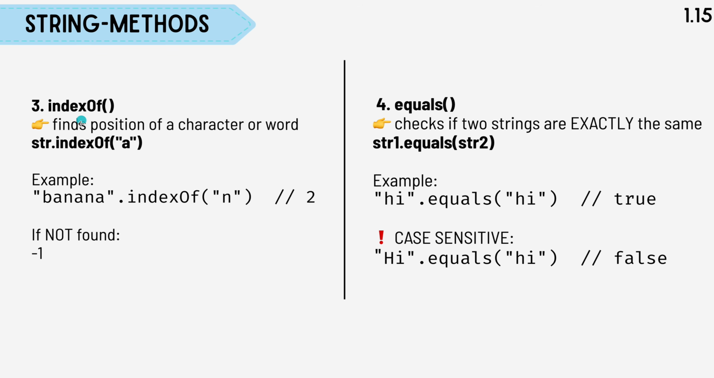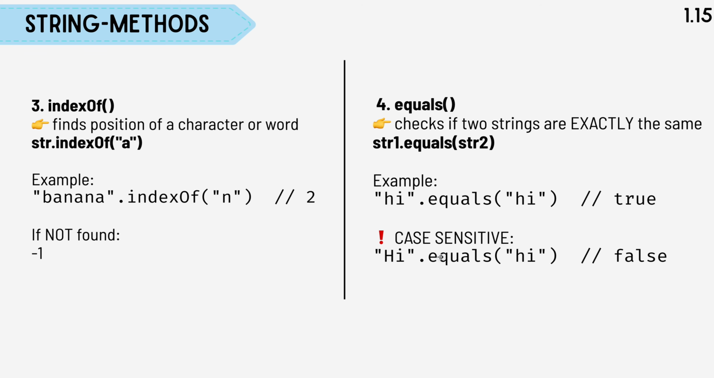Next, we have indexOf. This is going to give us the index of n. So the first n was found at 0, 1, 2. So it's going to give me 2. And say I had a q over here, it's just going to give me -1 because it wasn't found. Equals checks if two strings are exactly the same. So hi.equals(hi) is true. And capital letter Hi.equals(hi) is false because it's case sensitive.